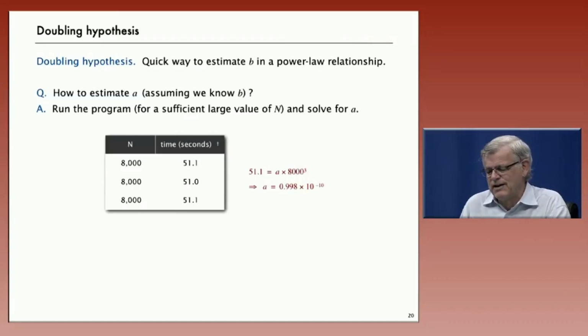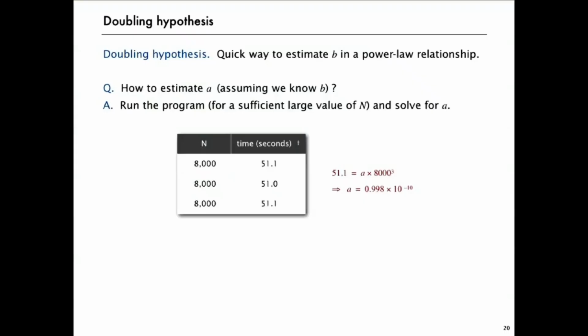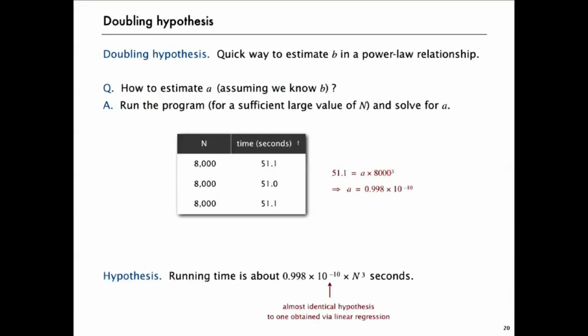So once we've decided that that exponent is 3, let's run it for some big N, and we get a pretty close model to the one we had from plotting things. So it's almost identical hypothesis, and we just got it by running the program doubling N each time.